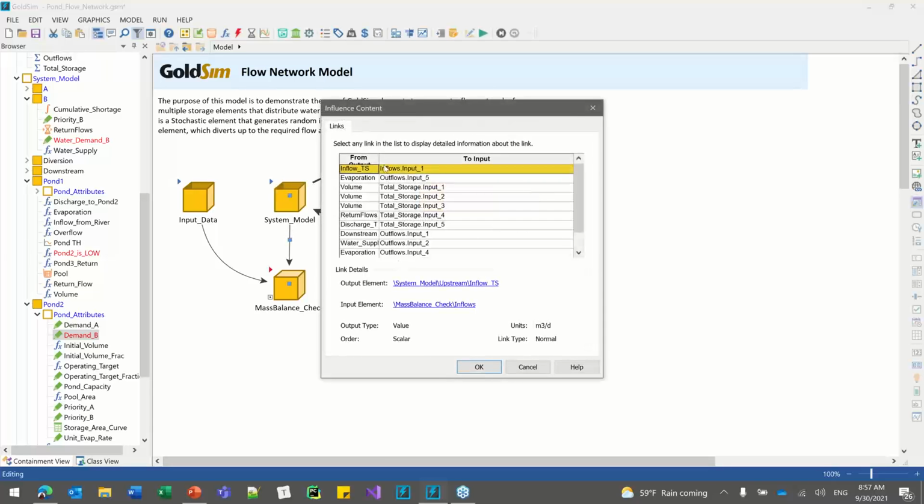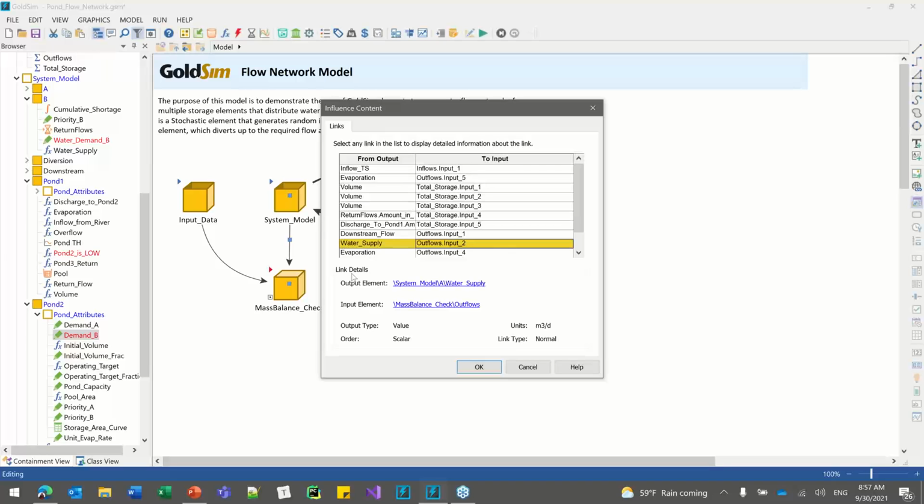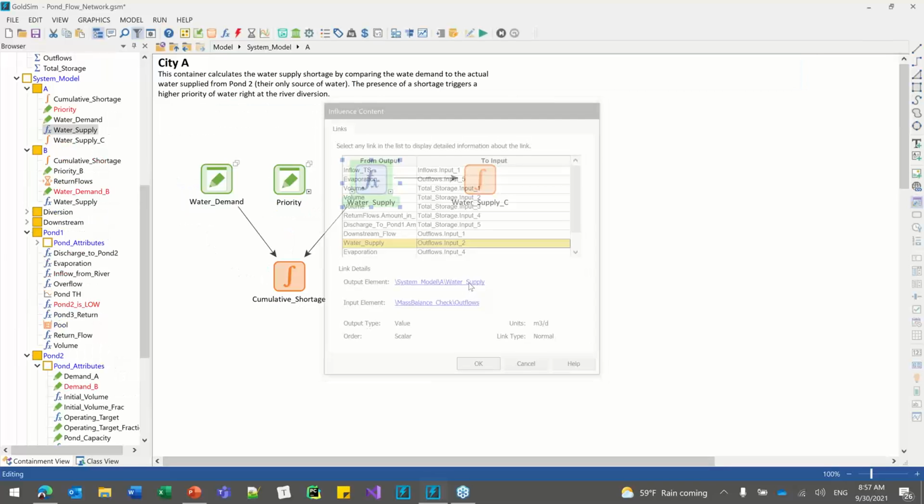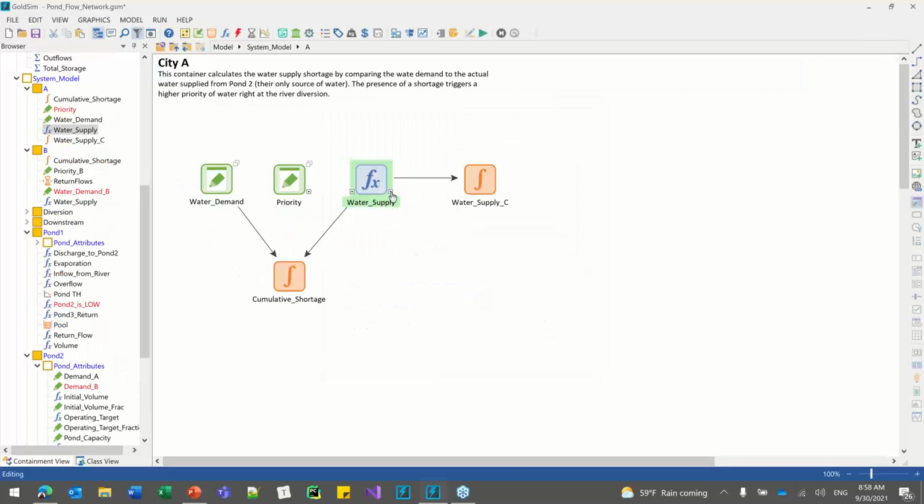For example, let me see if I can find one. Let's go to this one right here. That's called outflows input 2. This is coming from water supply to outflows. Okay, so if I go there, then we see we have this output port. It's going somewhere. It's actually going to the mass balance check, this output. That's the only place it's going.